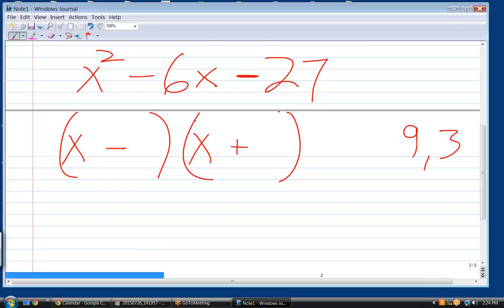What's the rule? The larger of the factors goes with which sign? The sign of the middle term. In this case, the sign of the middle term is negative. So my 9 goes there, my 3 goes there. Now, if my life depended on it, I would want to FOIL these back together again to make sure I got what I started with. So FOIL these, term by term. What do you get?